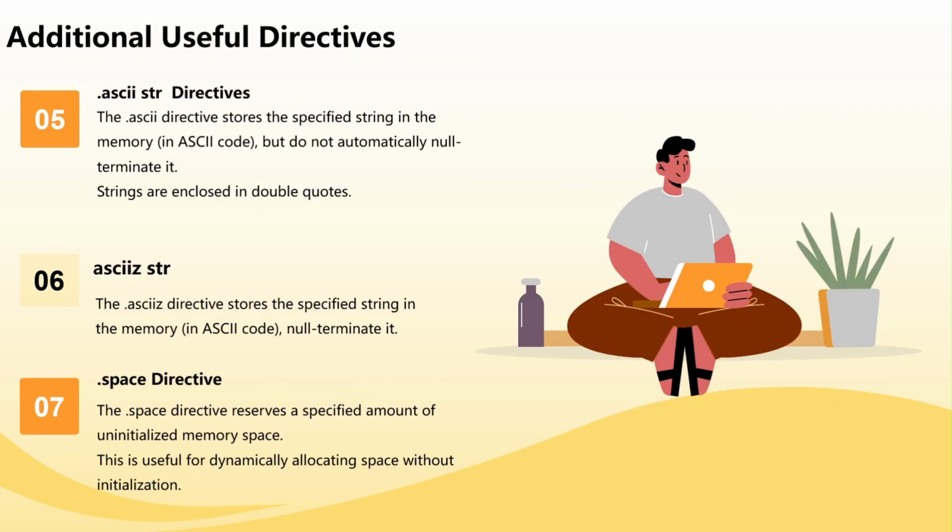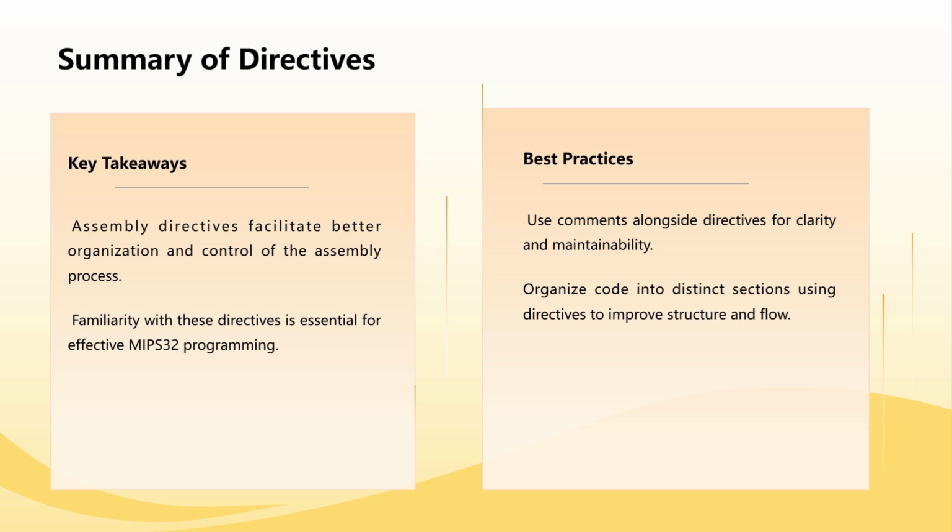So some additional directives are the .ascii str directive. The .ascii directive stores the specified string in memory in ASCII code, but does not automatically null terminate it. The strings are enclosed in double quotes. The next one is .asciiz str. The .asciiz directive stores the specified string in memory in ASCII code, and it null terminates it. And the last one is the .space directive. The .space directive reserves a specific amount of uninitialized memory space. This is useful for allocating space without initialization.